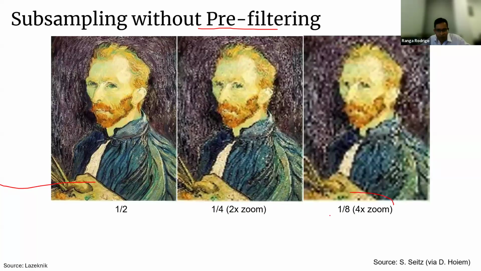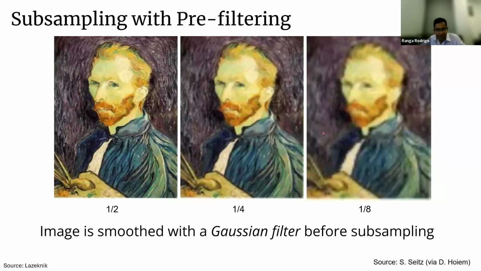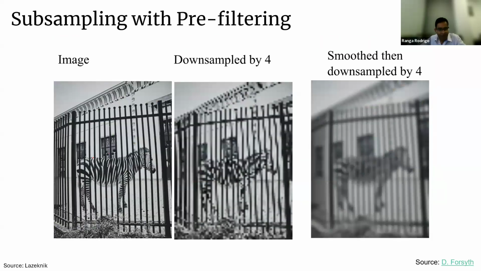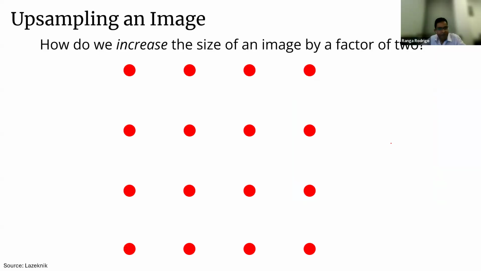If you subsample too much, you can see crazy things happening to the image because you did not filter. But if you filter it out and subsample, generally it is okay. It's of course blurred, but crazy things have not happened. So here you can see the giraffe. If you downsample by 4 without smoothing, you can see here the stripes are mixed with the fence. But if you downsample after smoothing, it's generally okay. The giraffe is generally okay.